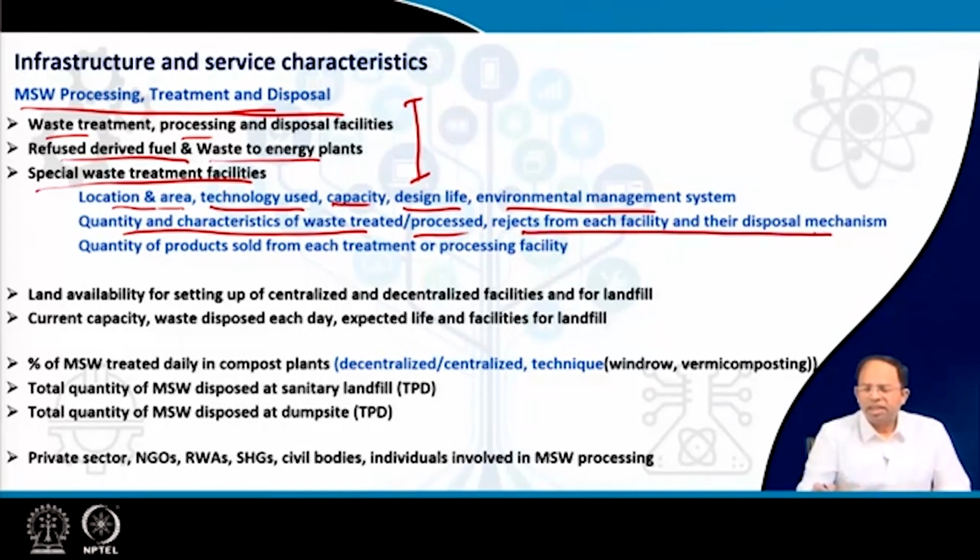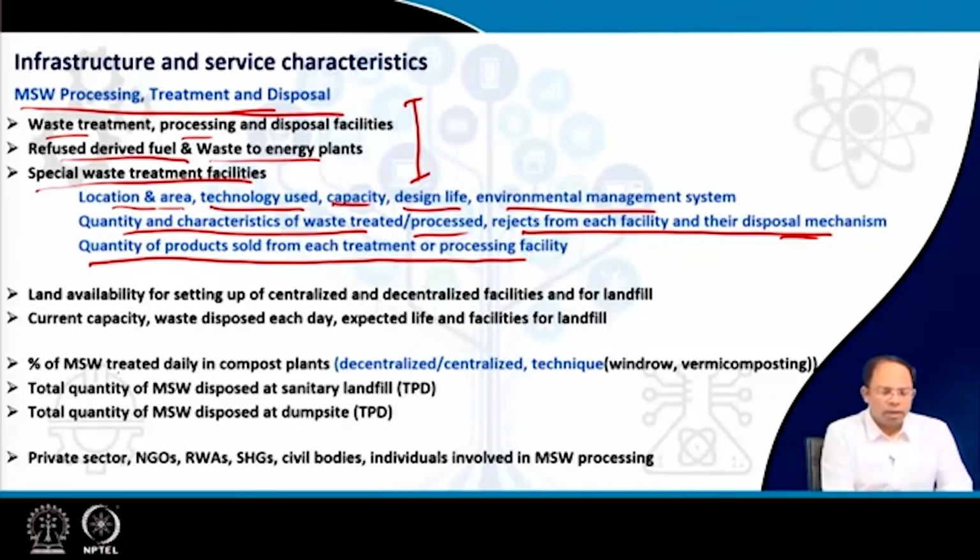Rejects from each facility and their disposal mechanisms. That means once the processing is done at those particular facilities, what happens with the rejects? That means after incineration, what happens with the ash? So how it is disposed, where it goes. Quantity and products sold from each treatment and processing facility. So we understand that some amount of recycling generates some amount of products and some amount of profit. So that has to be understood.